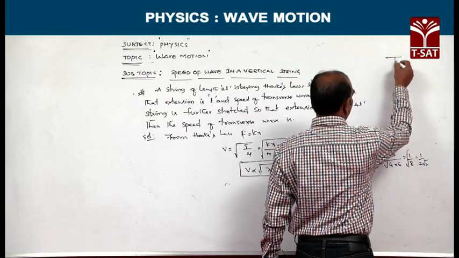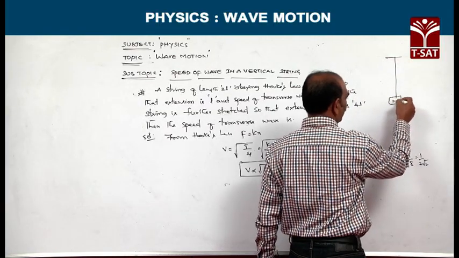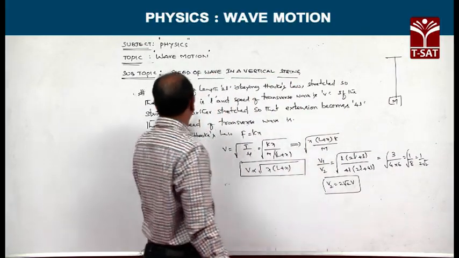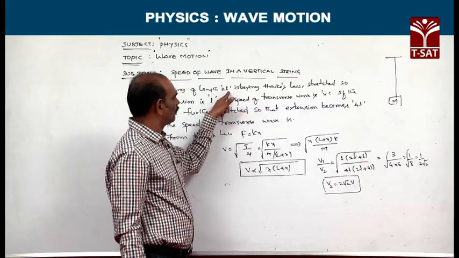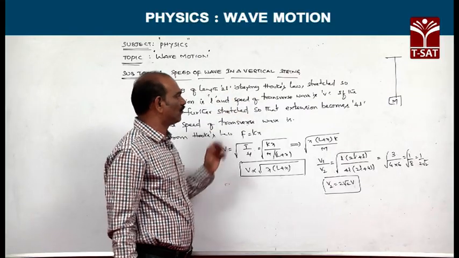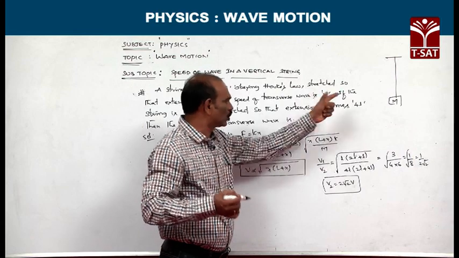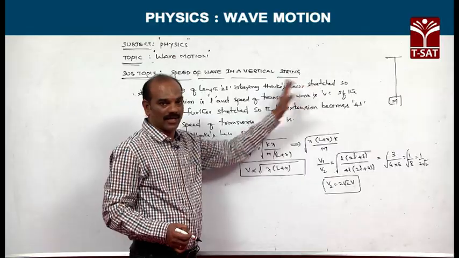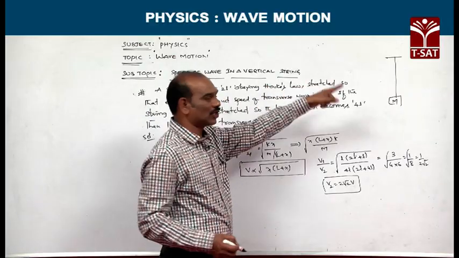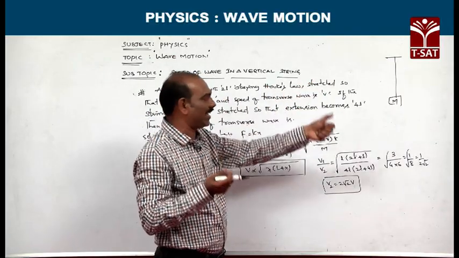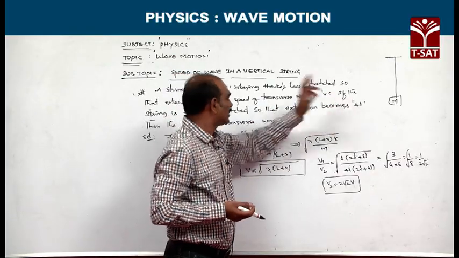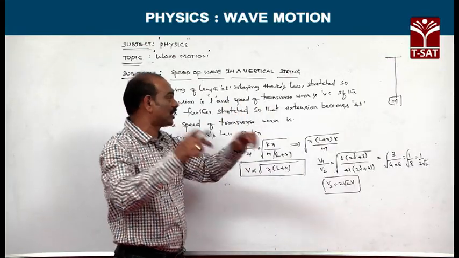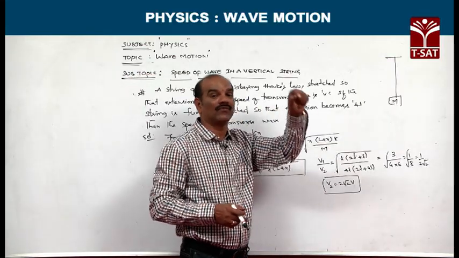This is the string. Some load is attached over here. Due to this load, the wire elongates. Now our problem is a string of length 2L. That means the initial length is equal to 2L, which obeys Hooke's law. It is stretched so that the extension is L. Then the velocity is V. I repeat again, when the initial length is 2L, due to extension of L, the speed is equivalent to V. Suppose it is further stretched so that the total elongation is equivalent to 4L, what would be the velocity?